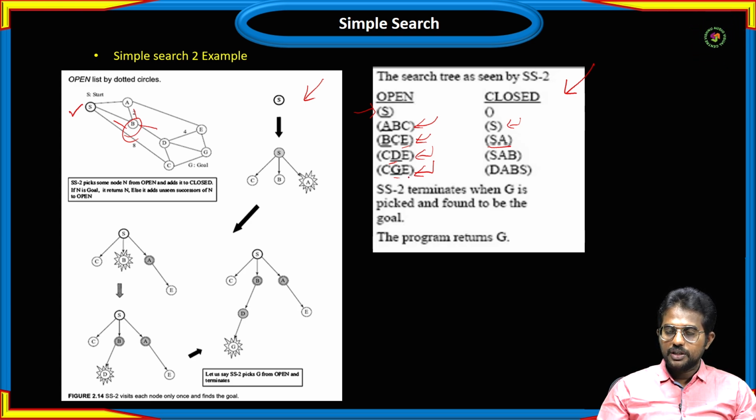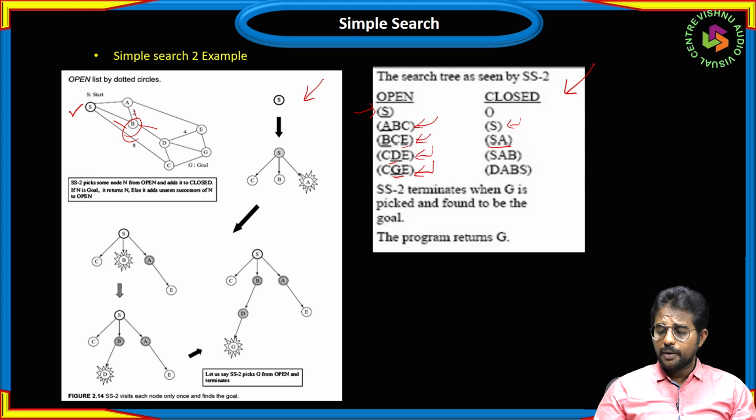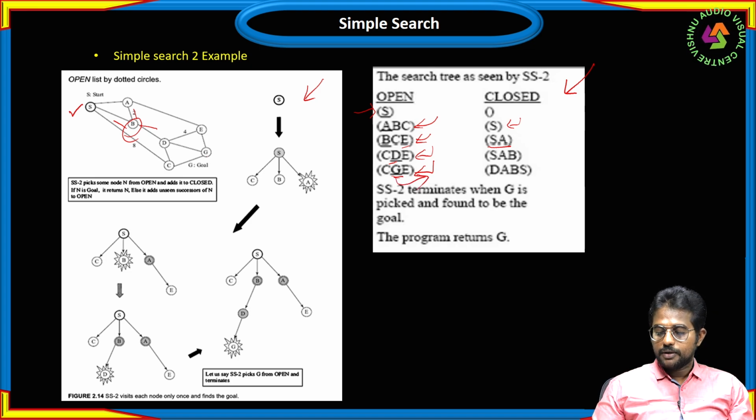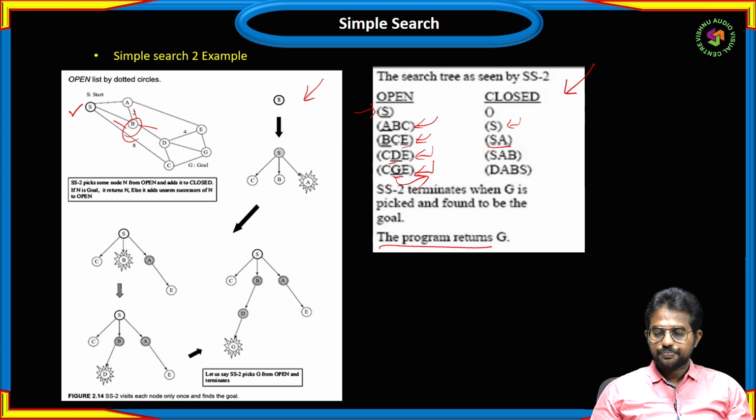From c, g, e, I will try to pick a node. Any item can be picked: c can be picked, g can be picked, and also e can be picked. In this case I am picking g. After picking g, I will test the goal test condition. The goal test on g will be true, so I will return g. This g will be returned, so this program returns g.